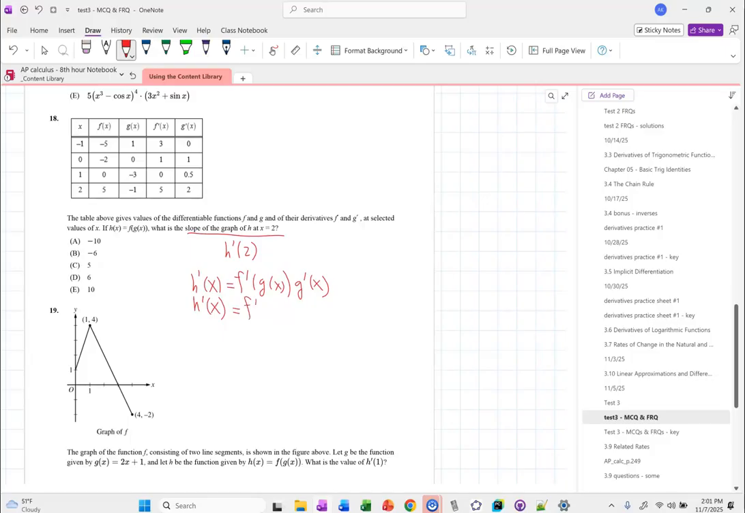g of 0 is 1, right? Everybody agree? G prime of 0 is, oh, I'm sorry. I circled the wrong thing. G of 0 is 0. Woo! G prime of 0 is 1. Yikes. Got to be careful, right? Now, f prime of 0 is 1. And I have the wrong answer. Oh.